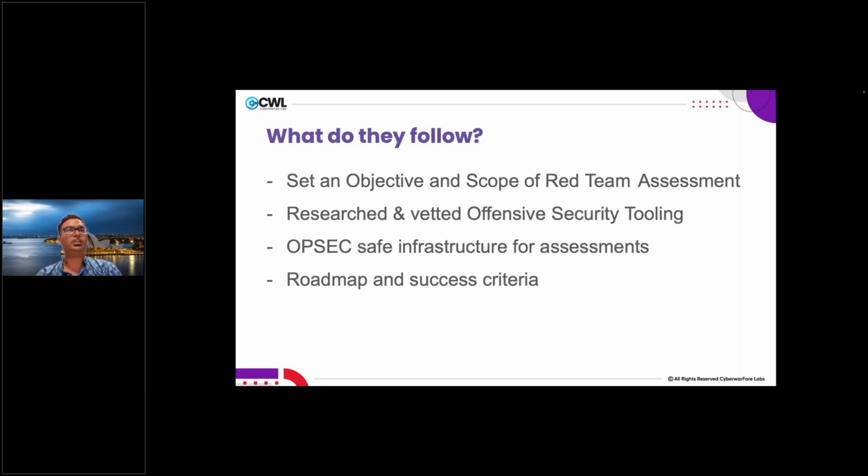So they set an objective and scope of the red team assessment. That means, what is the scope, right? Are we allowed to do Wi-Fi penetration testing? Are we allowed to access the critical resources? Are we allowed to do phishing or not? So all these things are defined under the scope. So the red team obviously has a very wide scope in comparison to the penetration testers, but still how things are defined totally depends on the objective. As I mentioned in the previous slides, the objective could be very different.